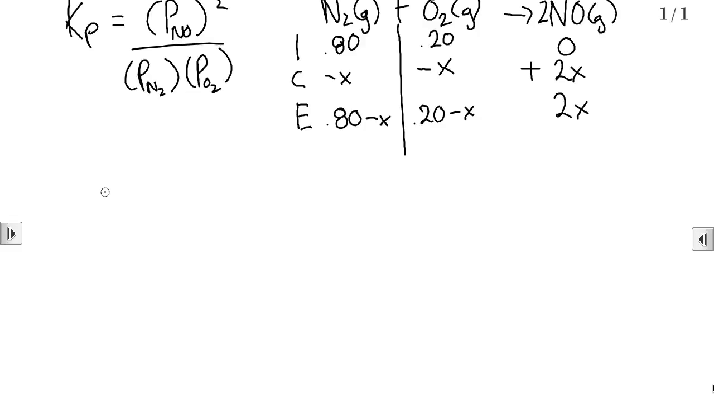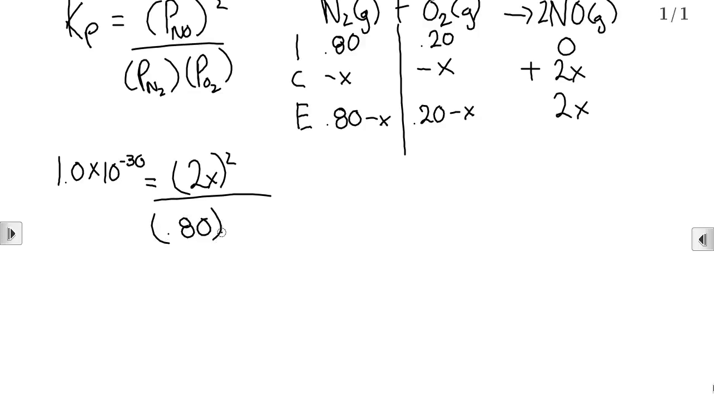And my Kp value they gave me was something. What was the actual number? Oh, was it 1.0? Yeah. Times 10 to the negative 30? Yeah. All right, and that's equal to, and I'm just going to fill this guy in. So I have 2x squared. And then on the bottom I have, and I'm not even going to write the x's, 0.80 times 0.20.